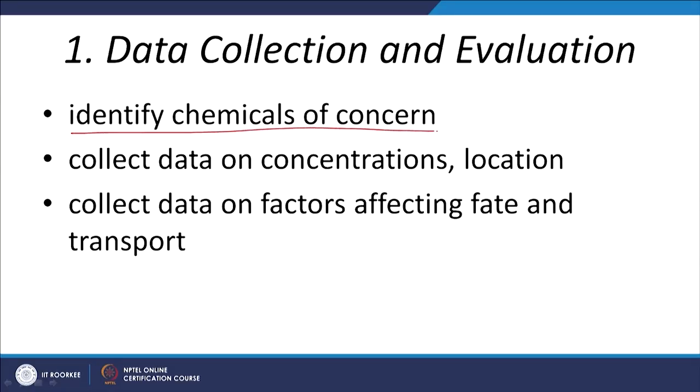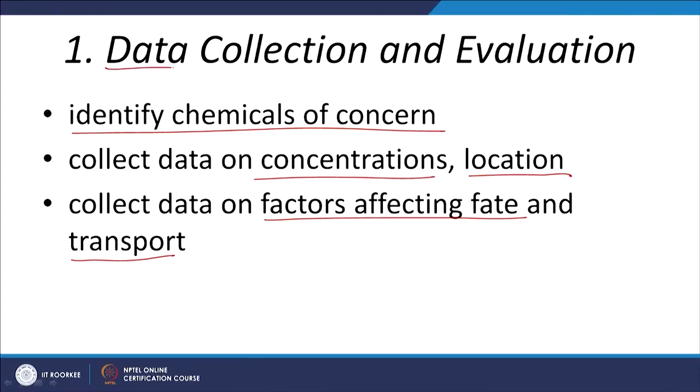So again, data collection, what do I primarily look at? I need to identify the chemicals of concern. And as I mentioned, we need to look at concentrations and at which locations they are present. And then factors affecting the fate and transport are some of the pathways there, I guess. So I need to identify the chemicals that are of issue at this initial stage, then what are the different locations they are present at and at what concentrations, right? And then look at what are the factors affecting their fate or transport primarily. At least at this particular stage, we need to look at the data collection and hazard identification.